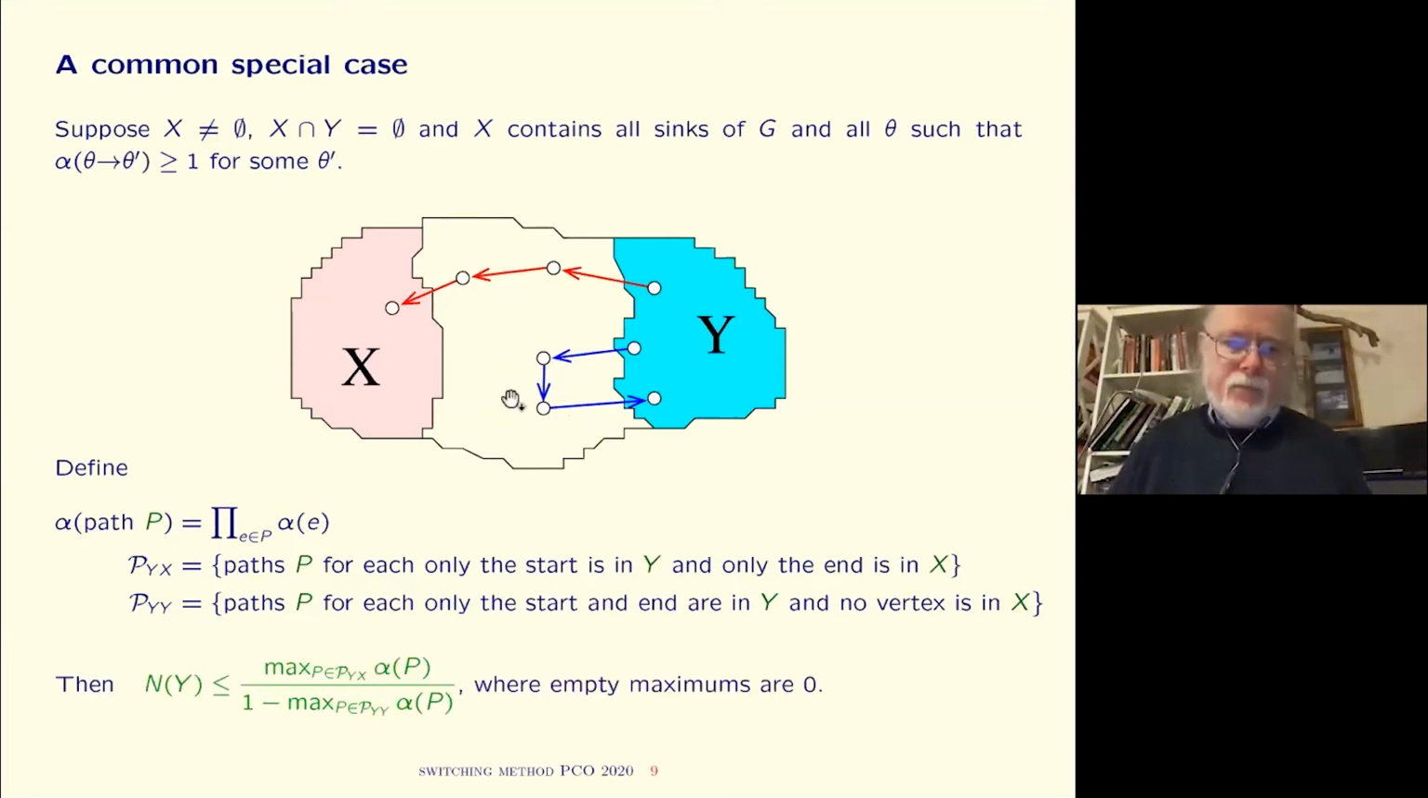And then you have this bound that n of y is less than or equal to the maximum of the PYX paths divided by 1 minus the maximum of the PYY paths. And you have to take empty maximums to be 0, which is slightly unusual.